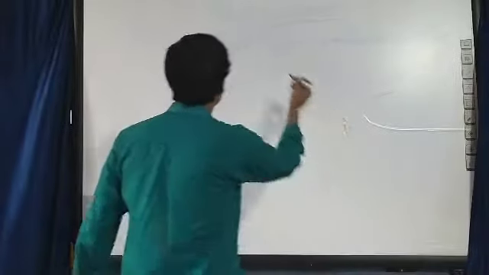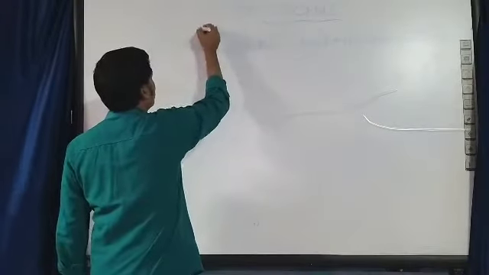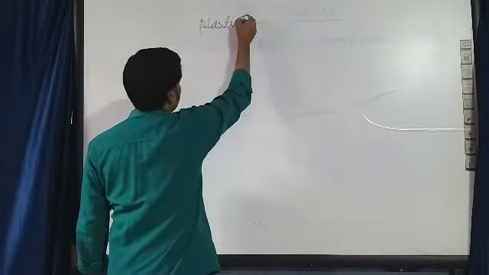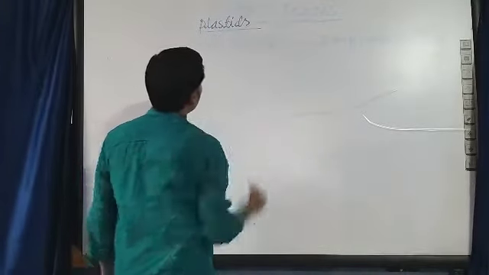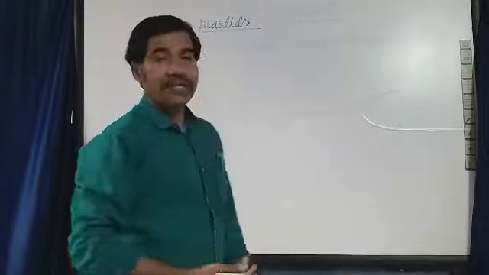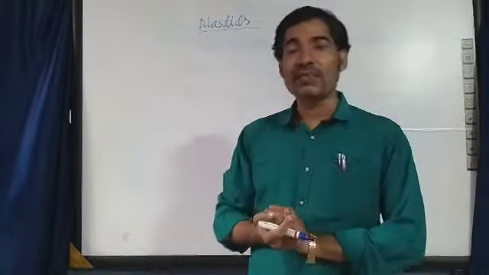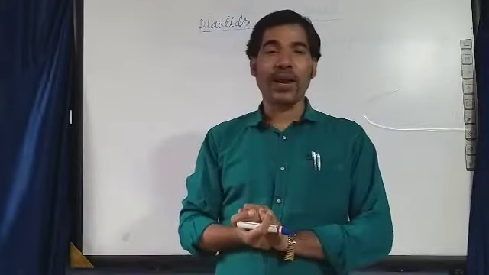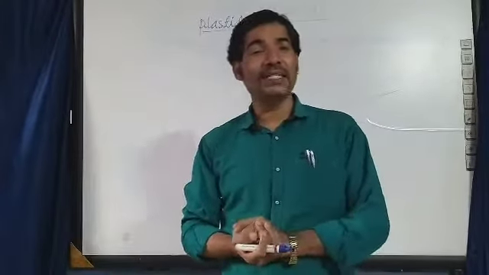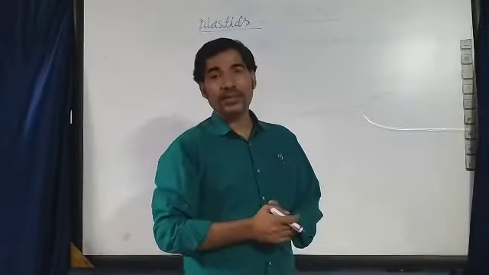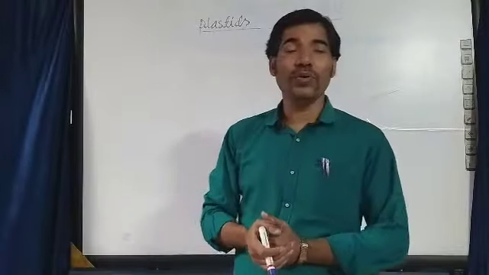I am going to write here plastids. Plastids are the largest cell organelle, present only in the cytoplasm of plant cells. In animal cells, generally it is absent. Now, today we have to discuss them.